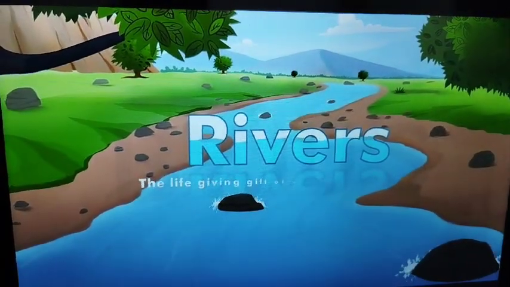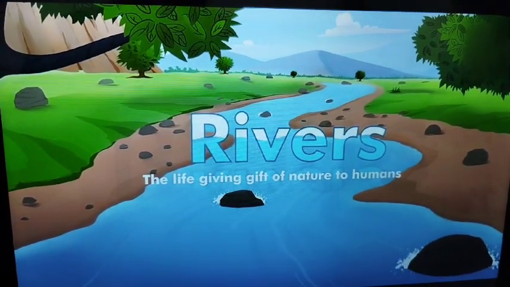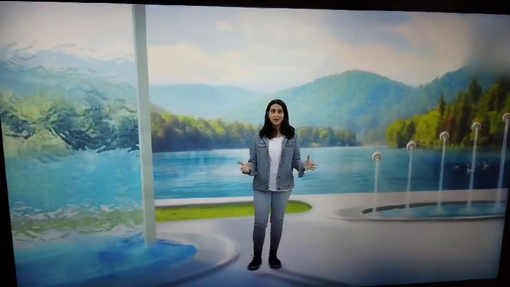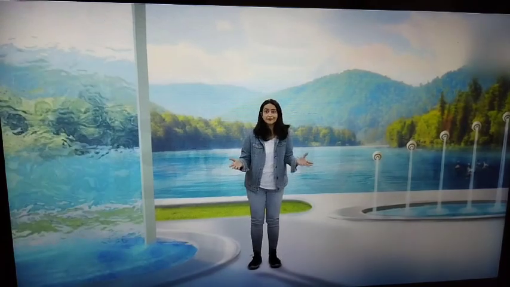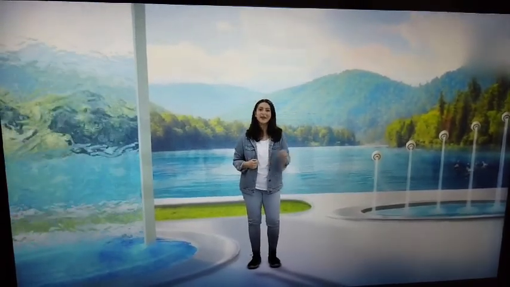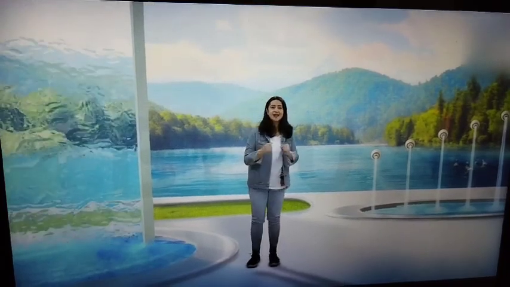Rivers, a life-giving gift of nature to humans. Just like humans have a journey of life, rivers too have a journey. Want to know what it looks like? Well, let's dive right in and find out.